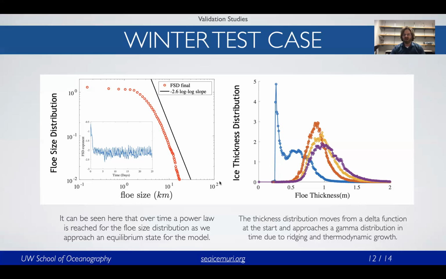Then on the right, we have our ice thickness distribution. Our model was initialized with everything being at 0.25 meters ice thickness. So we had a delta function there. And then over time, due to the different flow interactions, mass being transferred between the others, and thermodynamic growth, we have started to approach a gamma distribution, which is what is observed for sea ice.